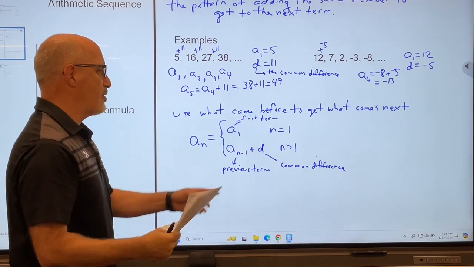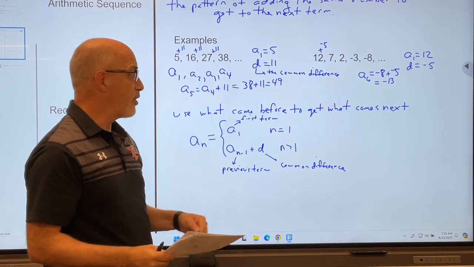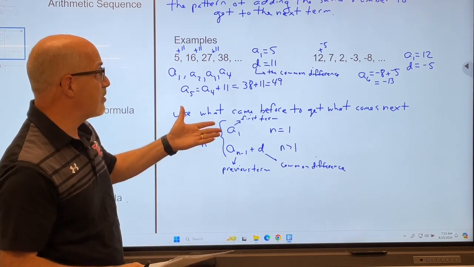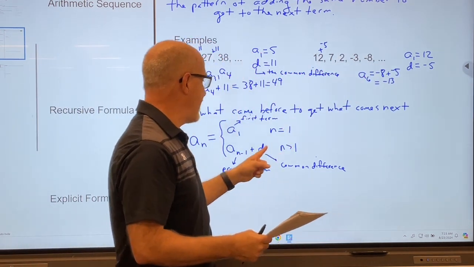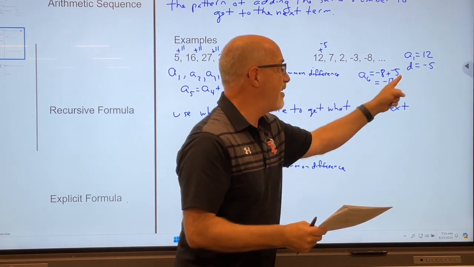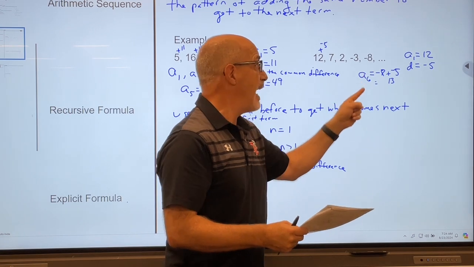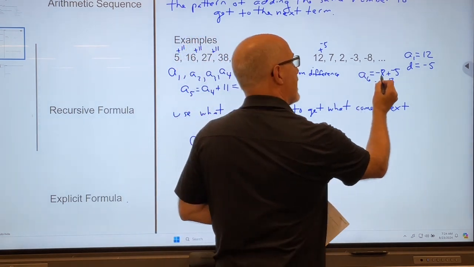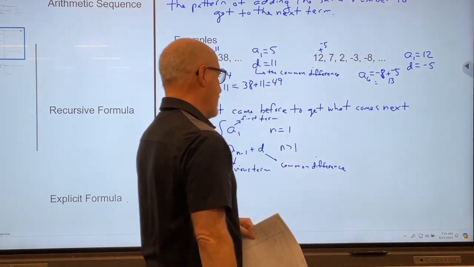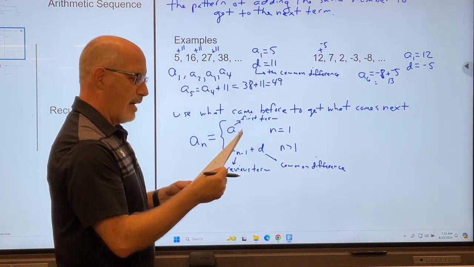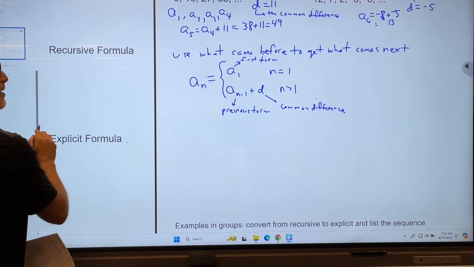So this just means that for n equal to 1, we're going to have the first term. So look at this, what it means. Okay, so notice I defined the first term for this. First term was 12, and then I said, okay, we're going to add -5 on. The previous term to a sub 6 was a sub 5. You add -5 onto it, and you get that answer of what a sub 6 is equal to. All right, so looking at these examples here, let's go ahead and do these two.